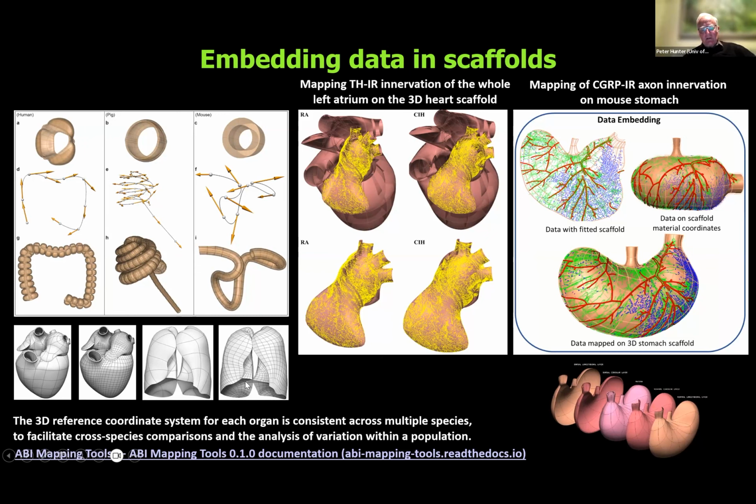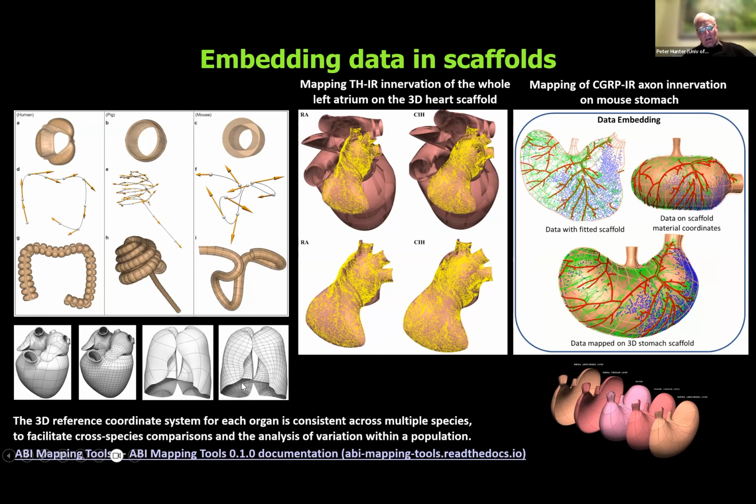These are scaffolds for the heart and the lungs. And in all cases, the scaffolds are designed to provide that definition of a coordinate system, a common framework for mapping data, but be able to export in high resolution meshes for computational work. This shows some of the mapping of autonomic system data into the atria of the heart. This shows mapping data onto the stomach.